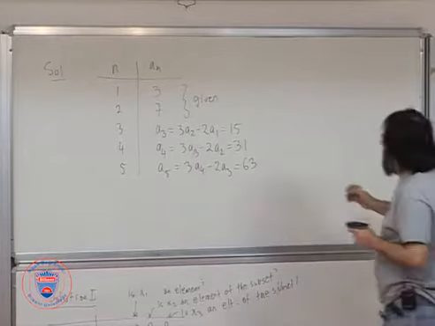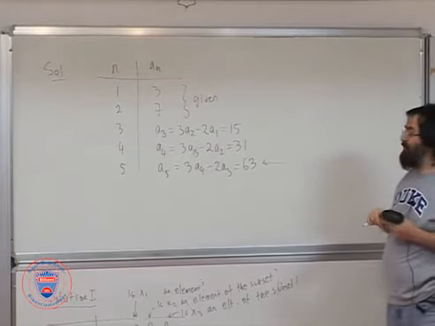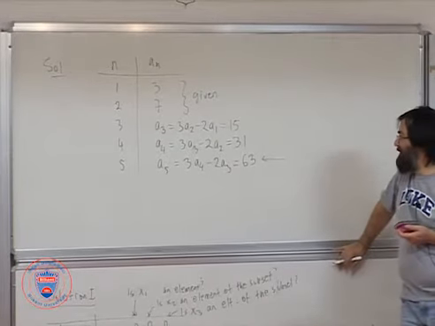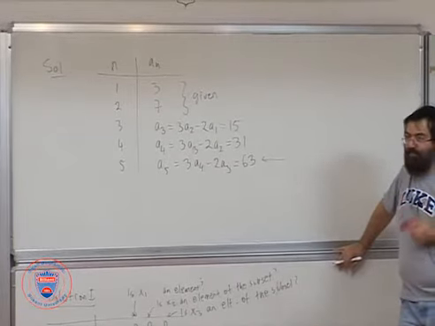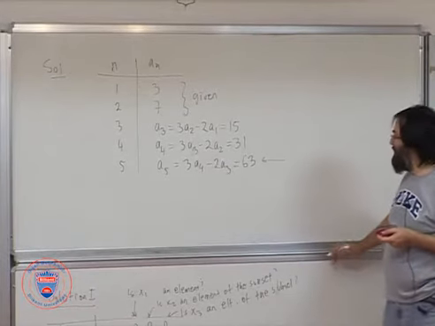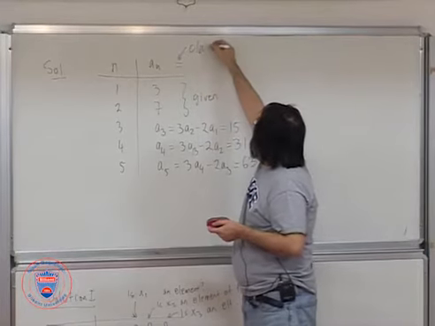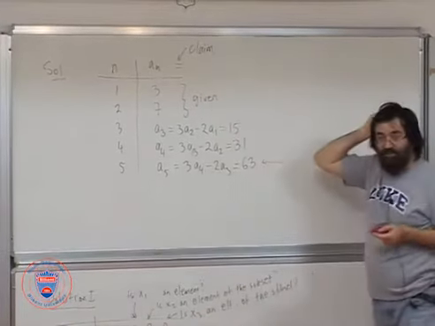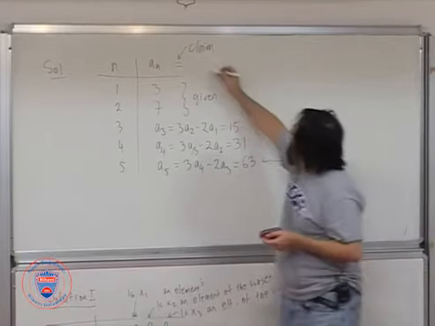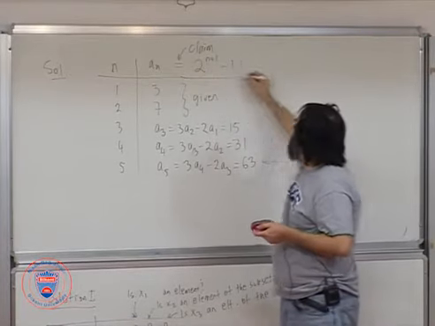So, what is the formula for this one? Multiply the previous one by 2 and add 1. That is a_n equals 2a_(n-1) plus 1. We need a formula, not a recursion. So for n, this is our claim, a_n is 2 to the n plus 1 minus 1. Does it work?